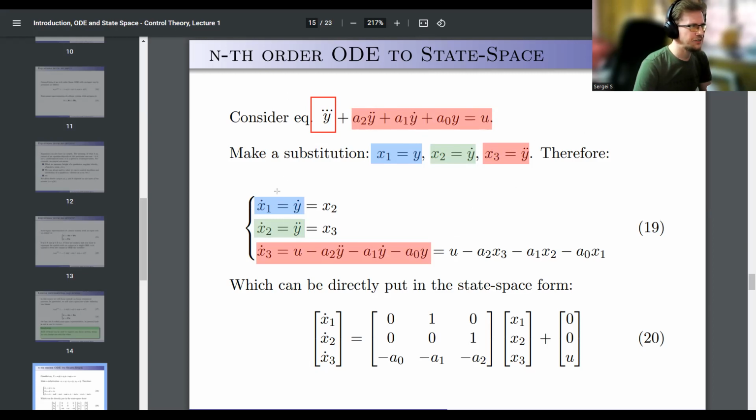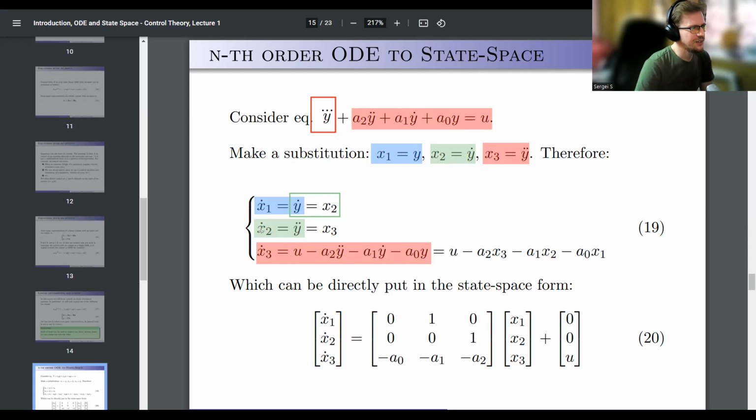Let's look at the first equation here. x1 dot is equal to y dot. But y dot, we know that it is x2, because we just introduced this notation. So we know that x1 dot is equal to x2, based on our notations. There's nothing profound here. It's quite obvious if you think about it. If x2 is equal to y dot and x1 is equal to y, of course x1 dot will be equal to x2, right? Makes sense.